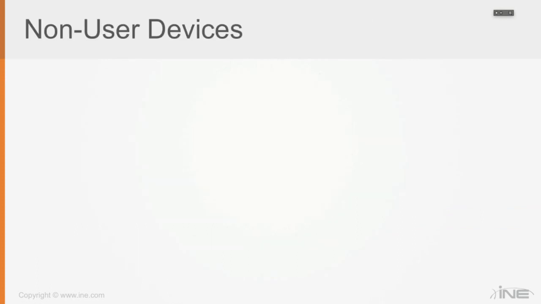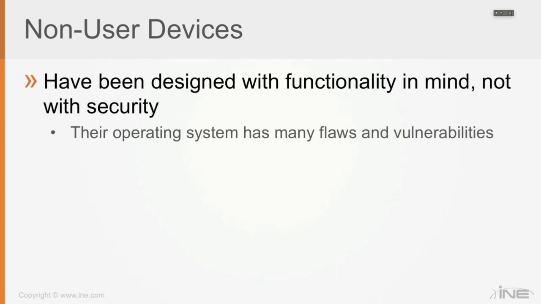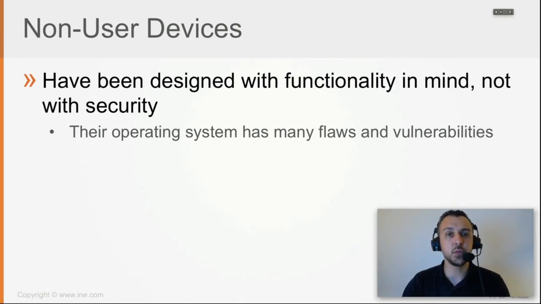And of course, on the non-user devices, the challenge is that those devices, like printers, not IP phones, but like printers, cameras, video conference systems, have been designed with functionality in mind and not with security, which means their operating systems are very vulnerable, with a lot of flaws and vulnerabilities which can be easily exploited by attackers. And if the attackers get access to your printers or to your phones or to your cameras, it means they are in the network, and from there they can do a lot of damage. Because one of the challenges nowadays for the attackers is to get access to a system in the network and, of course, remain stealthy, not to be discovered.